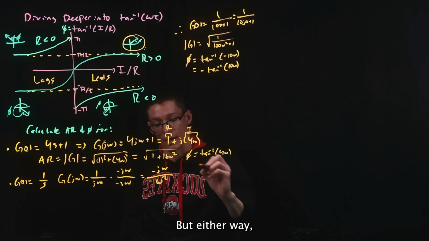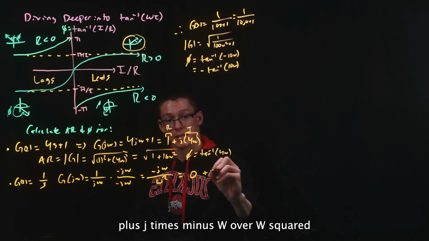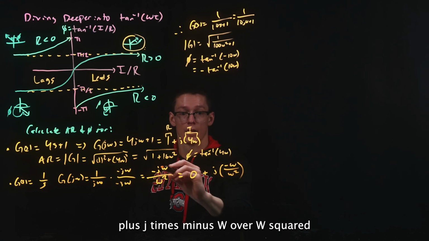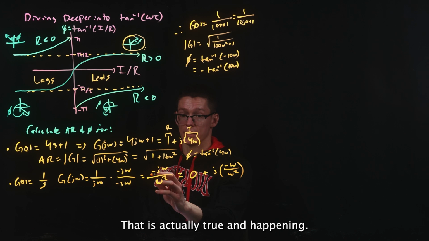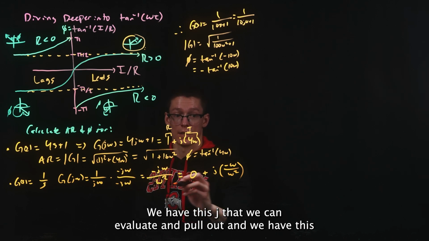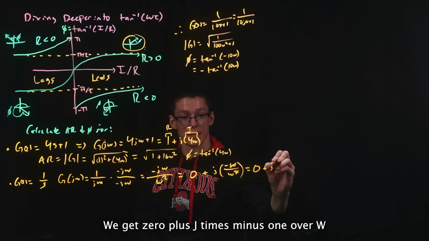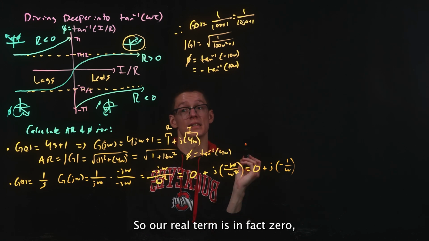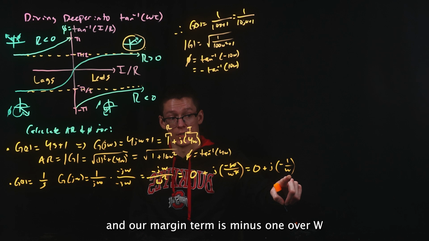We can take out a w term from the top piece and the bottom piece directly. But either way, what we're really looking at here is 0 plus j times minus w over w squared, because there is a zero term there for the real. We have this j that we can pull out, and we can cancel out one of these w's. We get 0 plus j times minus 1 over w. So our real term is in fact 0, and our imaginary term is minus 1 over w.